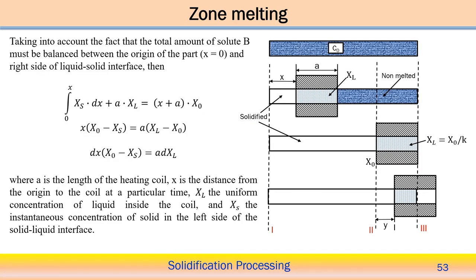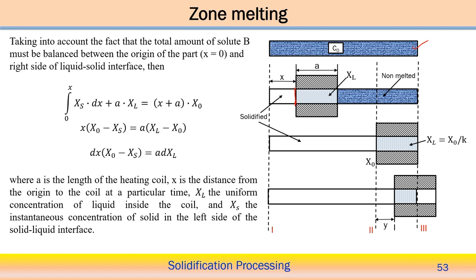So here we can start with the initial composition of the bar equal to C0, and suppose at a distance x, this is the coil length of coil A, and that part is melting at a particular instant, but this part, distance x, is already solidified. Therefore the solid-liquid interface will be here at this position, and this is a non-melted zone.